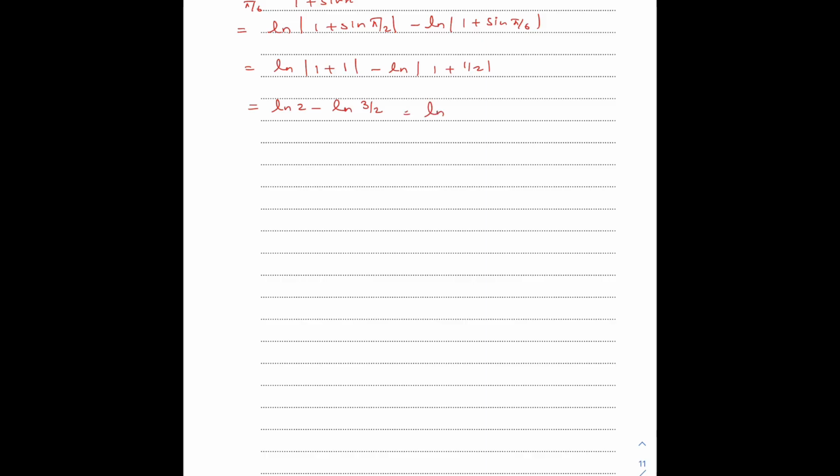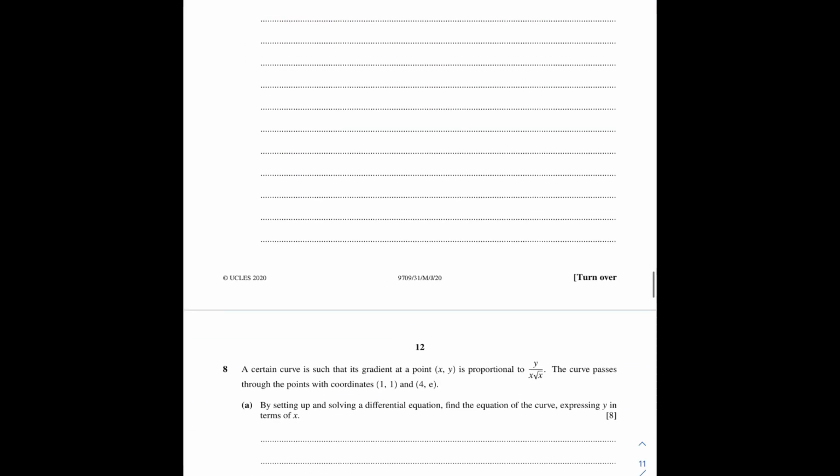where sin pi over 2 is 1, and sin pi over 6 is half, so that's ln 2 minus ln 3 over 2. Subtraction of logs means division, so that's ln of 2 over 3 over 2, which is ln 4 over 3. Let's try the next question now.